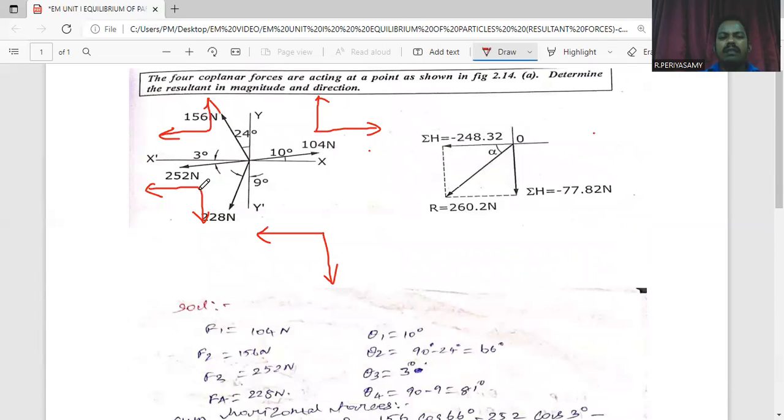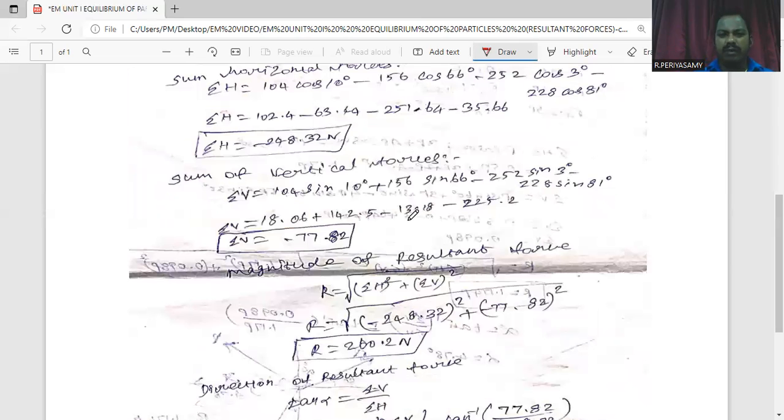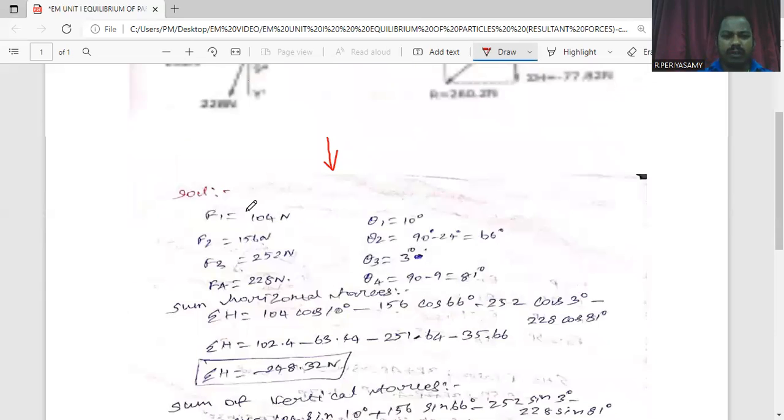In this case, the vertical force is in the downward direction. Downward direction means it's a negative sign. So its vertical component is minus 252 sin 3 degrees. Now we substitute minus 252 sin 3 degrees. Next, we consider the fourth force.